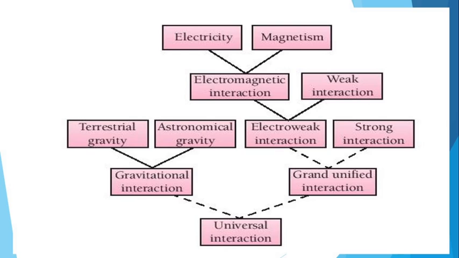Initially, the strong and weak interactions were unknown, and they thought that gravity comes under 2 branches, terrestrial gravity and astronomical gravity. Terrestrial gravity means the gravity that pulls things down to the earth. And they thought there is another gravity that holds the planets in their orbits around the sun, and they named it astronomical gravity. But it was Newton who showed that both the terrestrial and astronomical gravity are the same. So here you can see the branches, terrestrial gravity and astronomical gravity. Since they are both the same, they come under gravitational interaction.